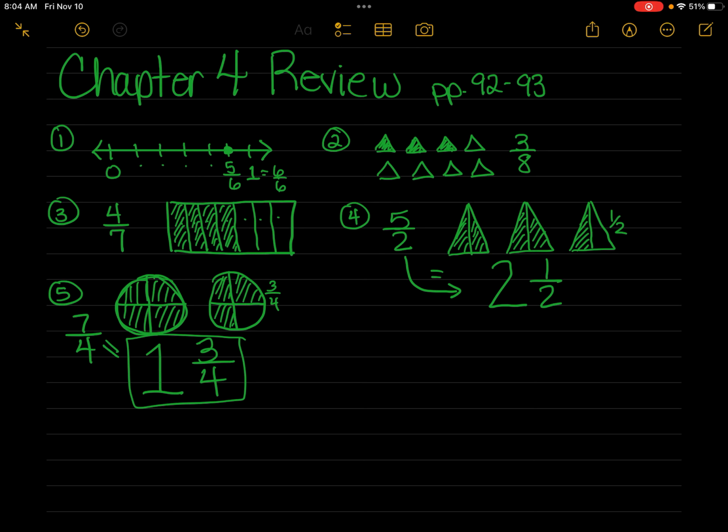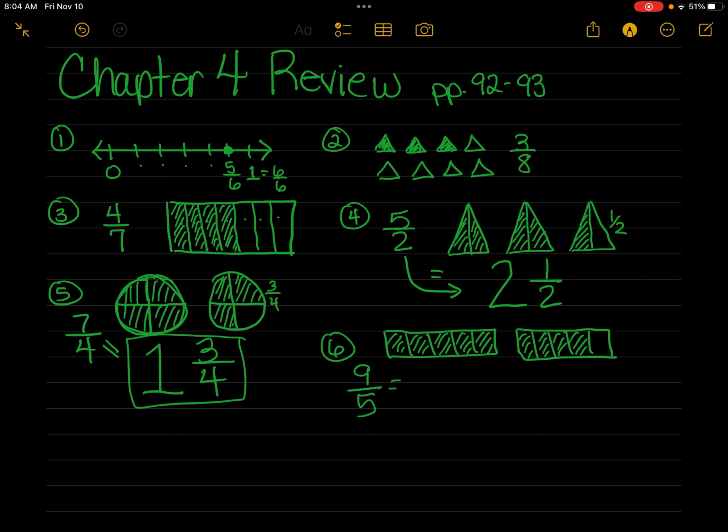Okay, number 6, rectangles to represent 9/5. So it says rectangles, and I want them split up into fifths. So 1, 2, 3, 4, 5. And so I need 9 of them. So I need another one. 1, 2, 3, 4, 5. Okay, and now I need to shade 9 of them. So 1, 2, 3, 4, 5, 6, 7, 8, 9. Okay, and so this was 9/5, but I'm going to switch it over into a mixed number. So I have one whole rectangle shaded.